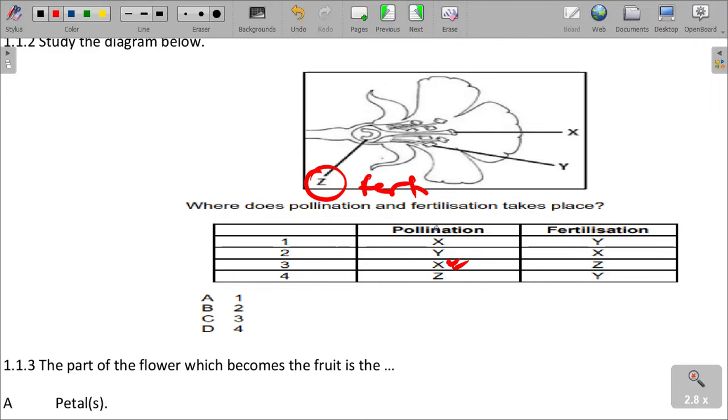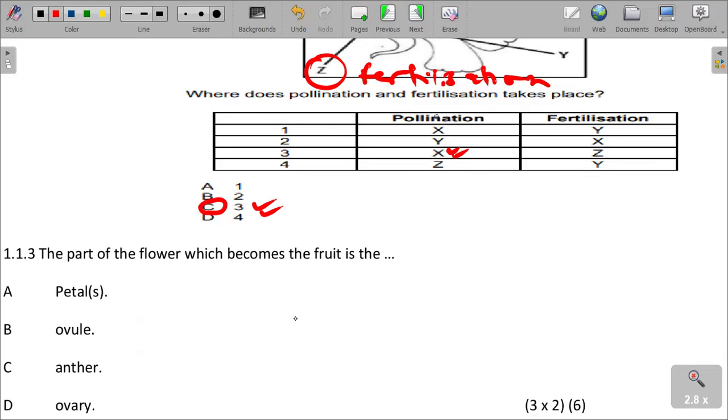We have got fertilization occurring there, and then we have pollination occurring by the stigma, where we say that the pollen grain has to move through the stigma, the style, and then it moves down to the ovule, where fertilization must occur. So we are saying the answer is C, the part of the flower which becomes the fruit.